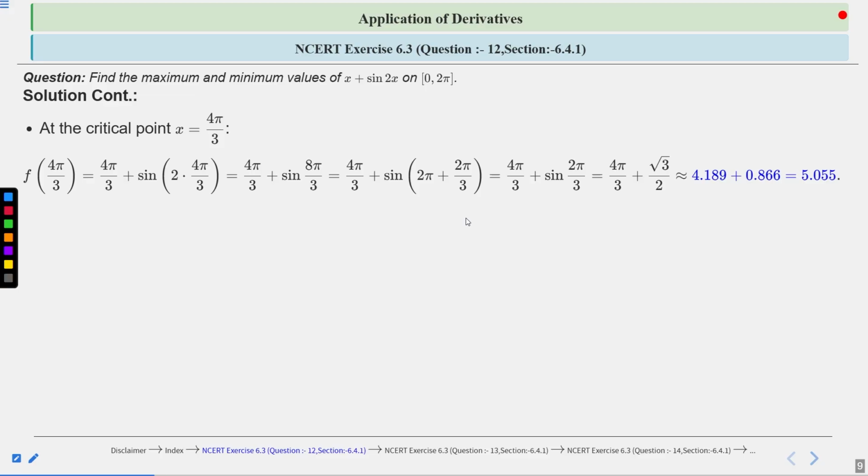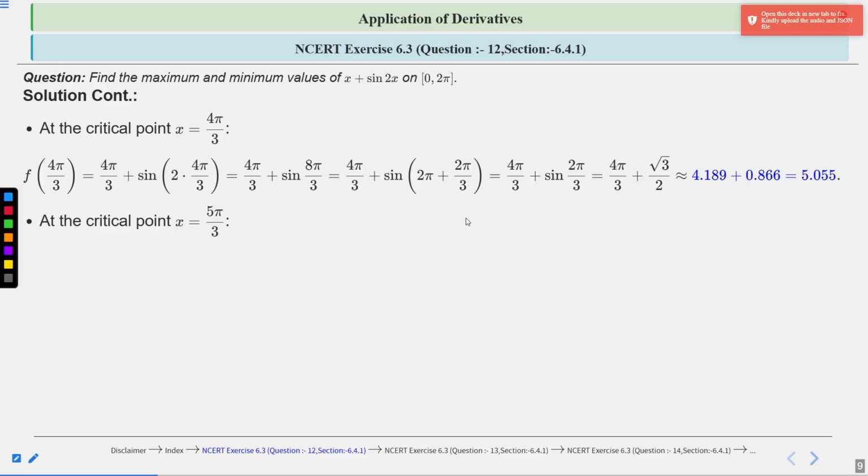4 pi by 3 plus root 3 by 2 is approximately equal to 4.189 plus 0.866. Clear? So it will be equal to 5.055.